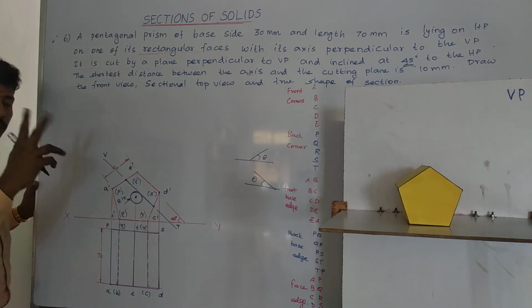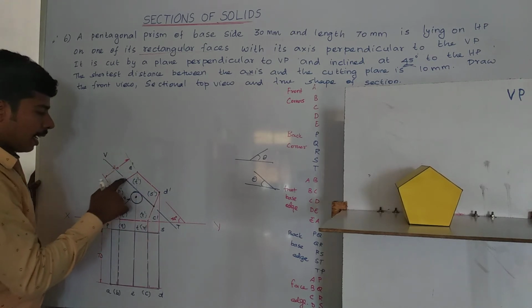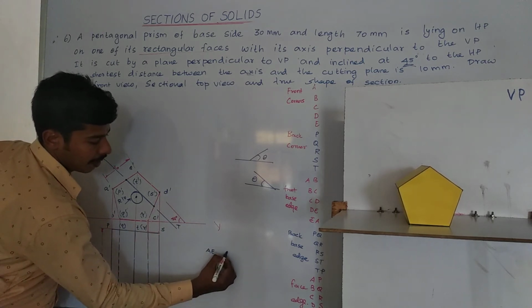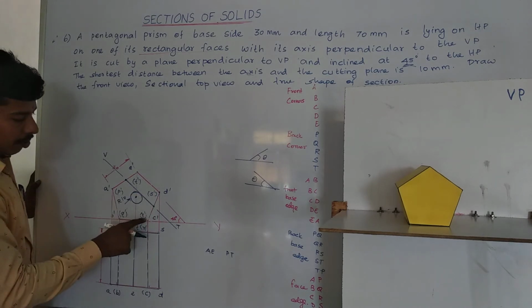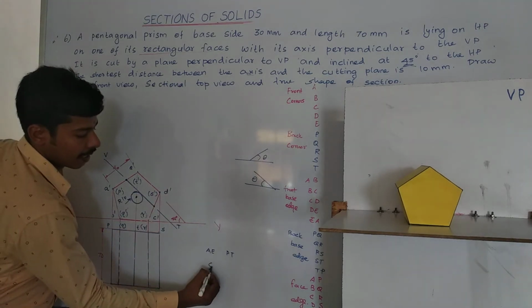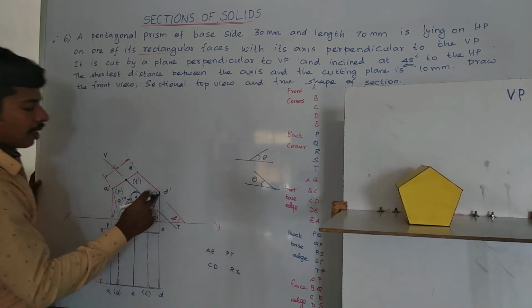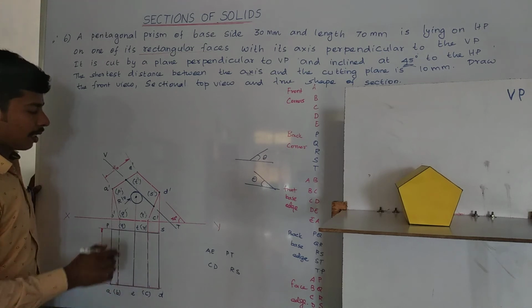So here we have two edges. Here also we have two edges. What are the edges? Here AE and PT. Then here also we have two edges. What are these? CD and RS. So totally 4 points where the cutting happens.